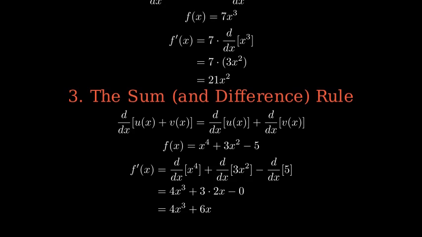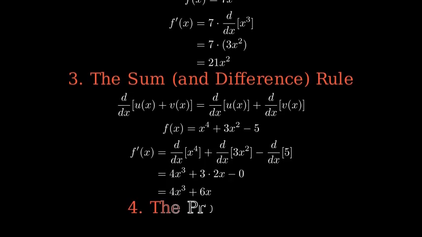The derivative of x to the 4th power is 4 times x cubed. The derivative of 3 times x squared is 3 times 2 times x, which equals 6x. And the derivative of the constant 5 is 0, since constants have a derivative of 0. So our final answer is 4x cubed plus 6x. Let's move on to the product rule.